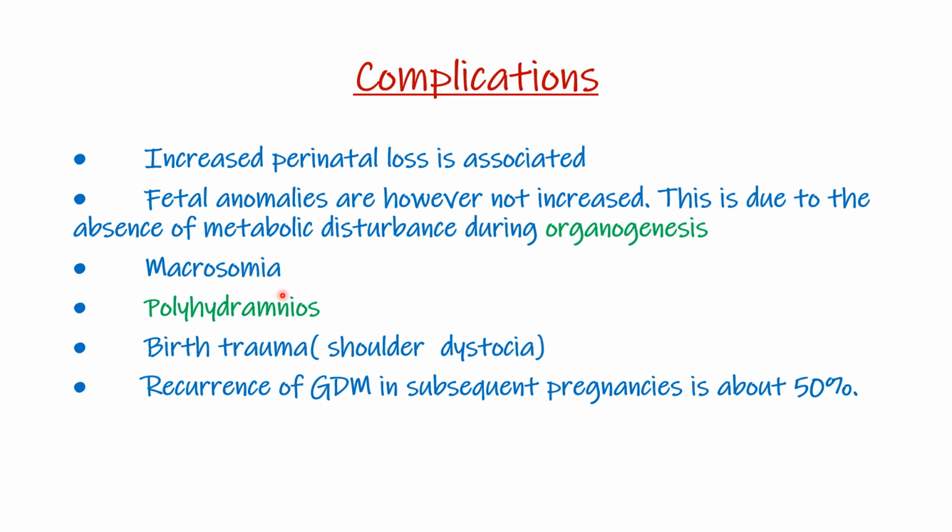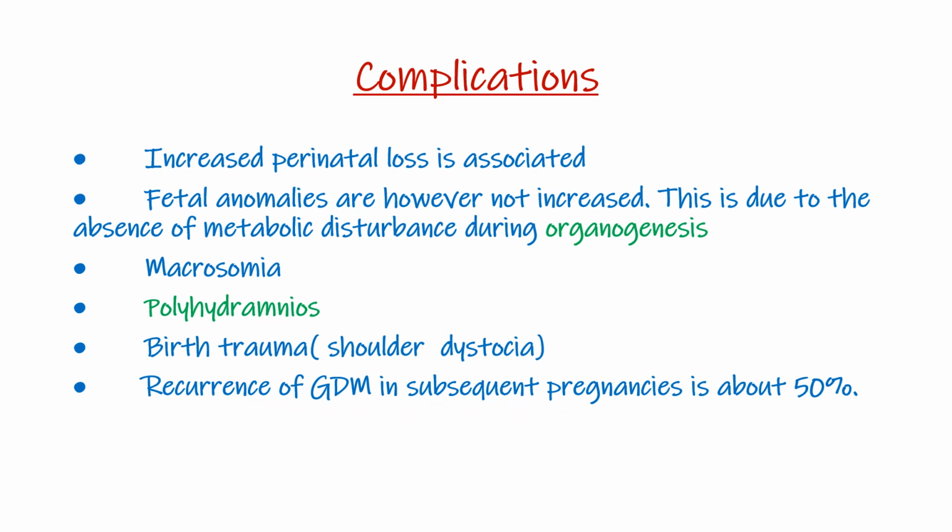You can also have macrosomia, polyhydramnios, as we already said, and birth trauma, including shoulder dystocia, because if this mother has gestational diabetes, there will be an increased risk of the baby coming out to be a big baby, and that will include birth trauma in shoulder dystocia, because this fat, it's just normal physiology. Insulin, what does insulin do? It takes glucose into the cells. So if it takes glucose into the cells, which will later be converted into lipids and fats, and that will deposit in the shoulder. So the head will come out, but you will have difficulty removing the shoulder out of the mother's perineum. So recurrence of gestational diabetes in a subsequent pregnancy is about 50%.